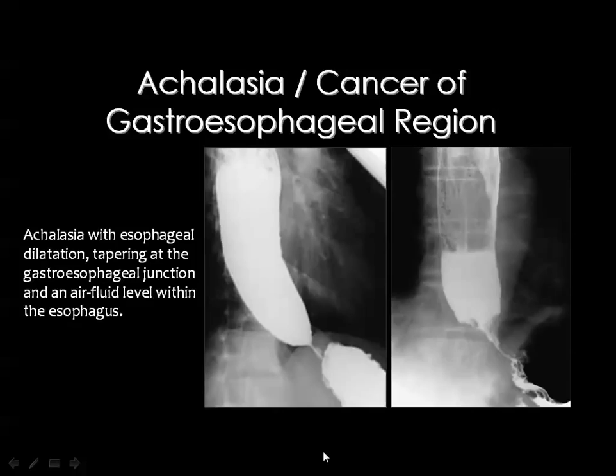And I should say that there is a degree of overlap between the appearance of achalasia and the malignant stricture in the distal part of the esophagus.